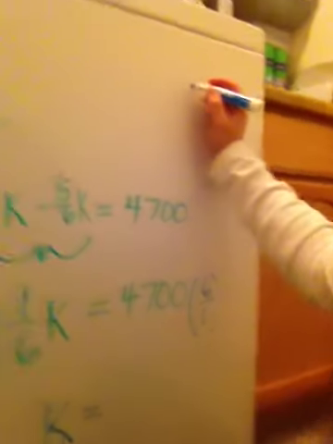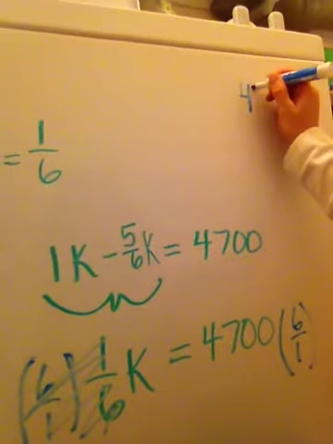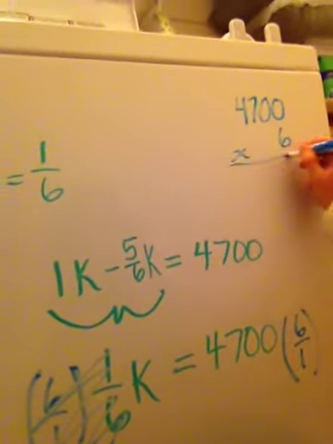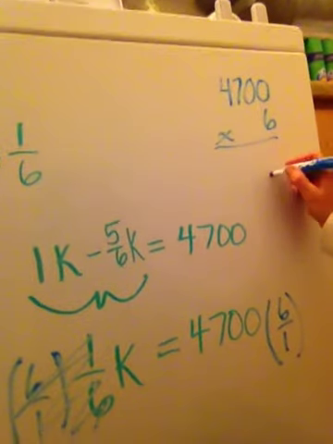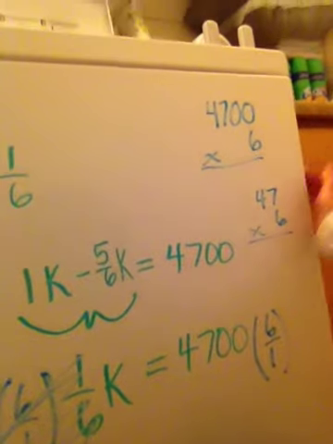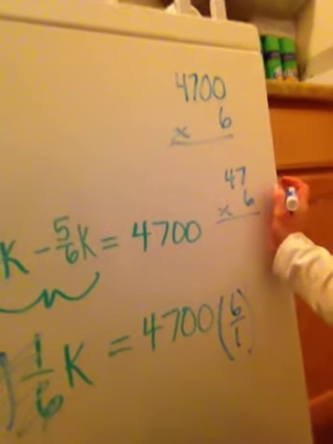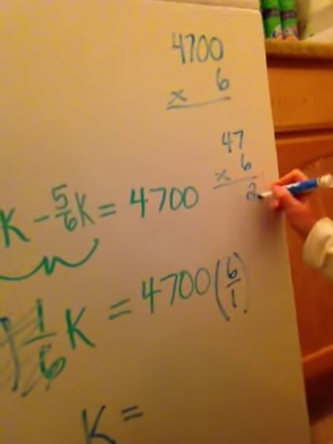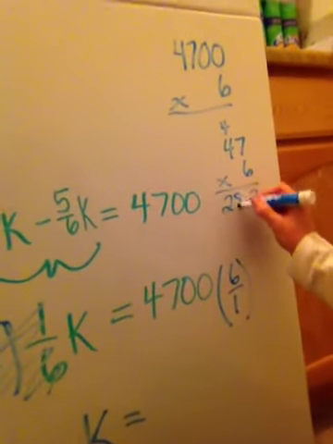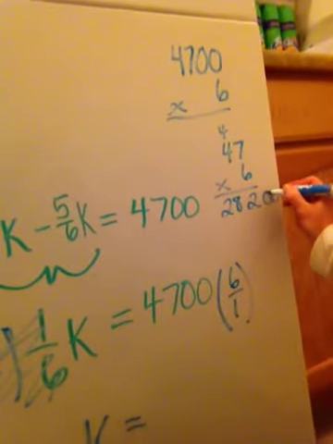So remember I taught you a little trick. So 4,700 times 6. You can leave those zeros on, or you can just do 47 times 6 and then remember to put the 2 zeros on your answer. So 42, 24 plus 4 is 28, and then we add our zeros.